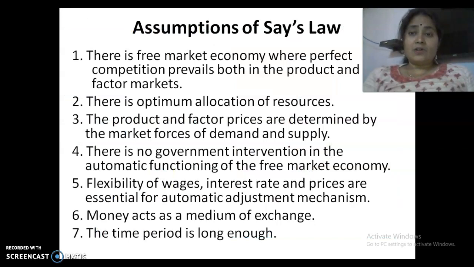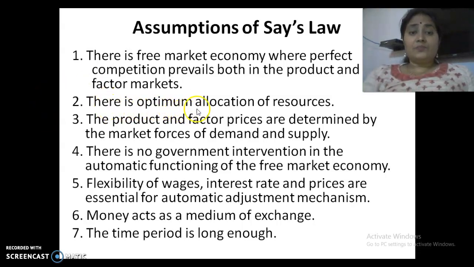The Say's law of market depends on a number of factors. So what are these factors? First one is that there is a free market economy, that means there is no interference from the government, where perfect competition prevails both in the product market and factor market. Perfect competition means all units of the factors of production and all units of the commodity are homogeneous, there is free entry and free exit, and there is free movement of factors of production and so on. Transportation cost is nil. These are some of the assumptions of perfect competition.